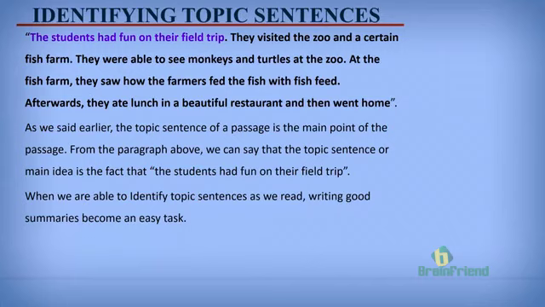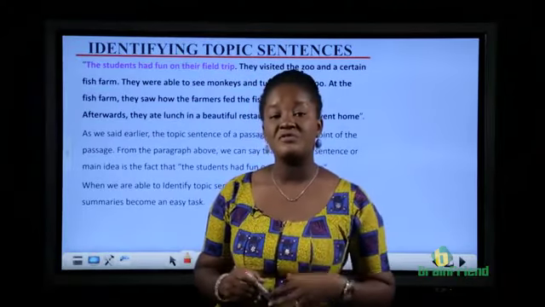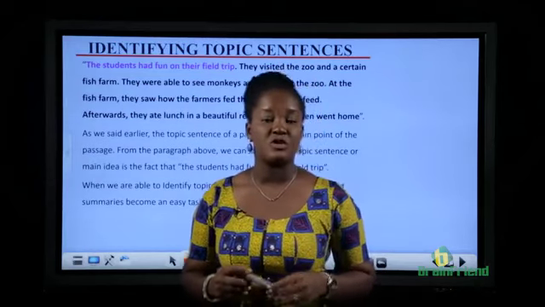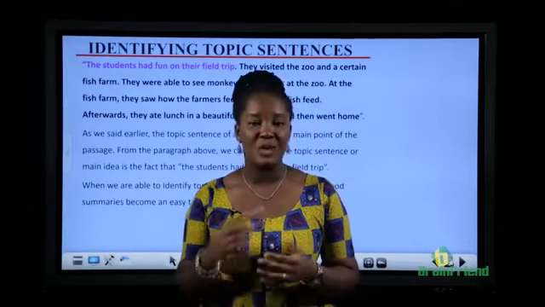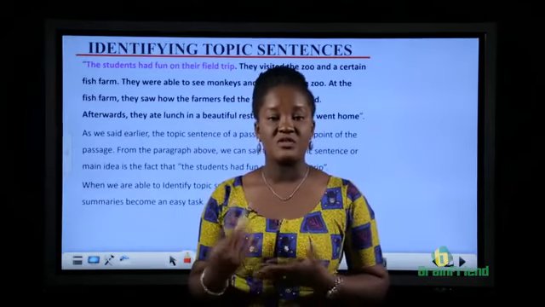Now, let us look at how to identify topic sentences or main ideas as we read, because this will help us when we read for summary. It's very important for us to learn how to identify main ideas or topic sentences when we read for summary.